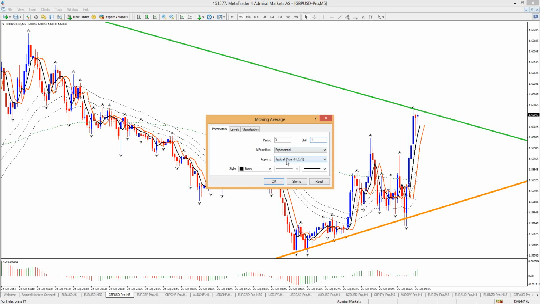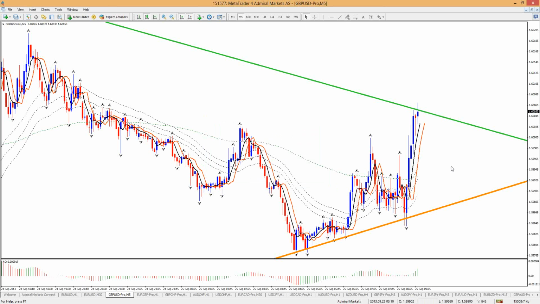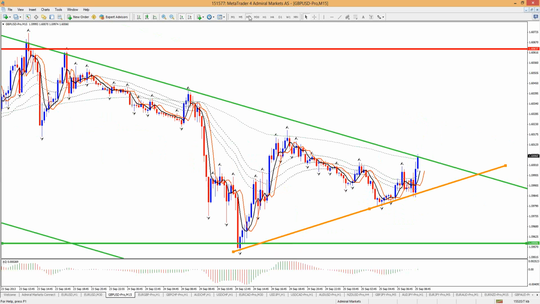And then what is recommended is the typical price, for example, which is the high, low, and close divided by 3. Not the close. So exponential typical price, period 3, shift 1. And it's a great guide for support and resistance as well. And looking at that shift, you can see that there's a lot of momentum in this move so far. But that's pretty logical. And the 50-minute world is indicating that as well.